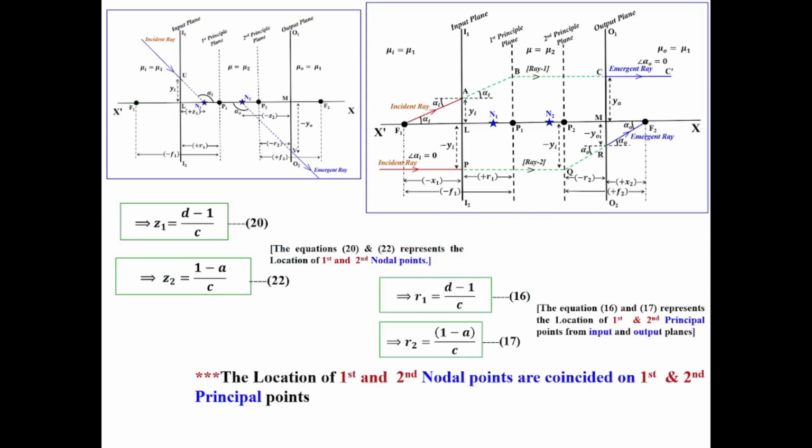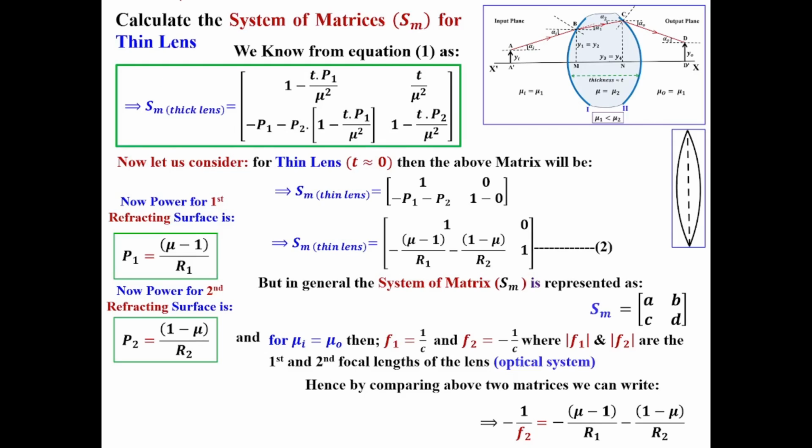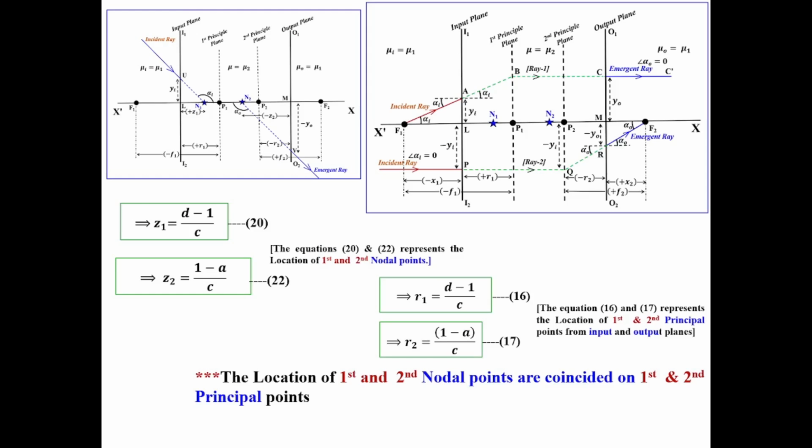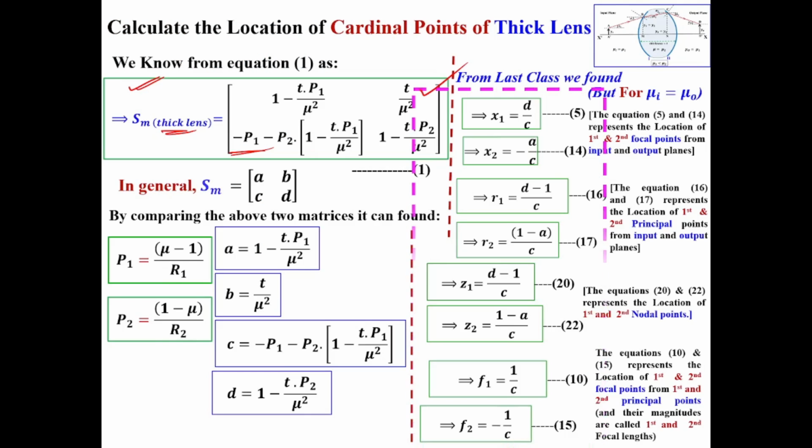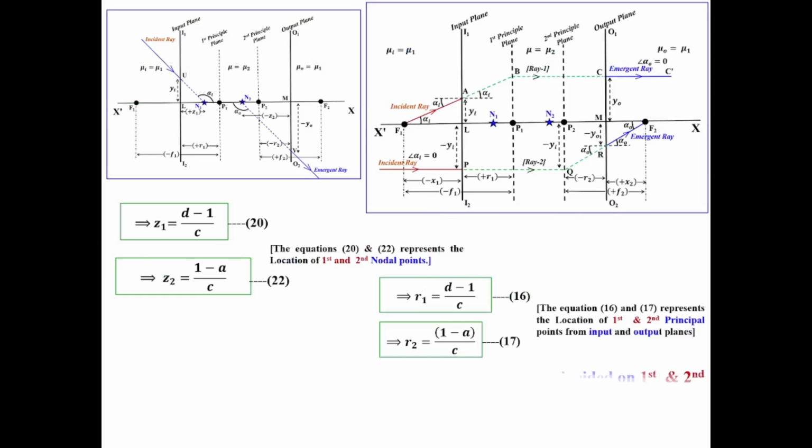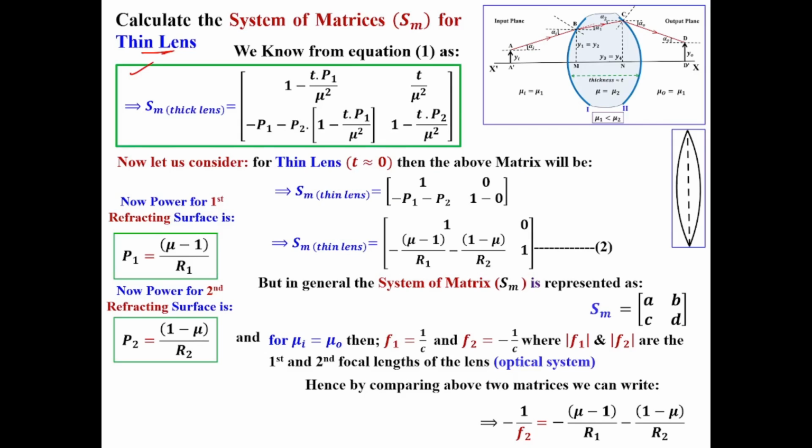Okay, in this class we are going to discuss the calculation of the system matrix for a thin lens. Here it starts. We know from equation number 1 that this is the system matrix of a thick lens. The same one I have written over here once again. Here, the system matrix of the thick lens is this one, which we evaluated in our last class. This is your equation number 1.